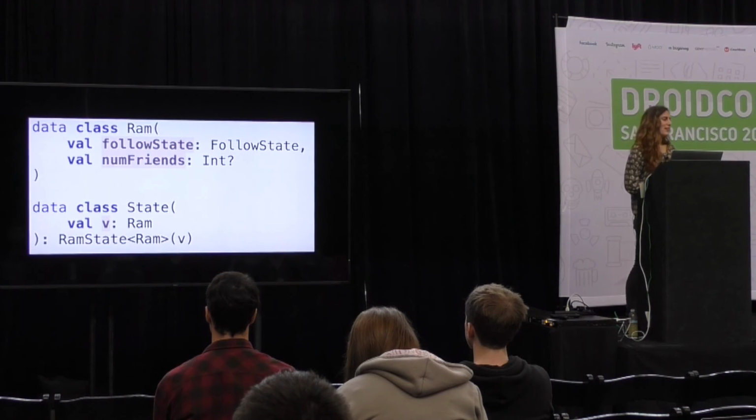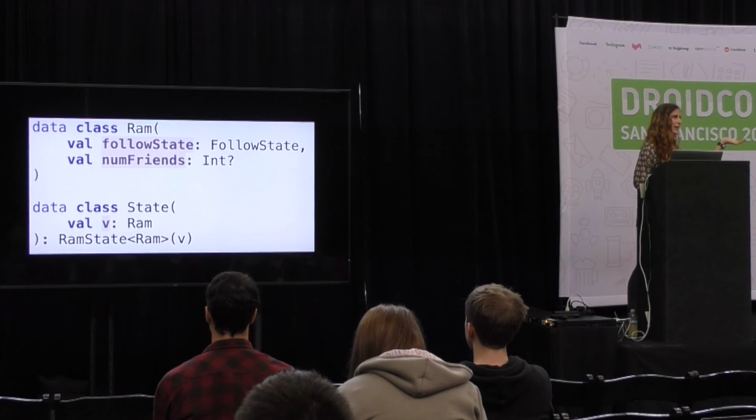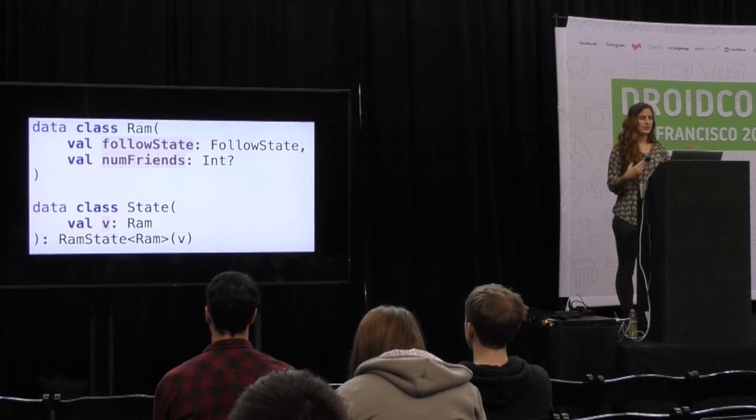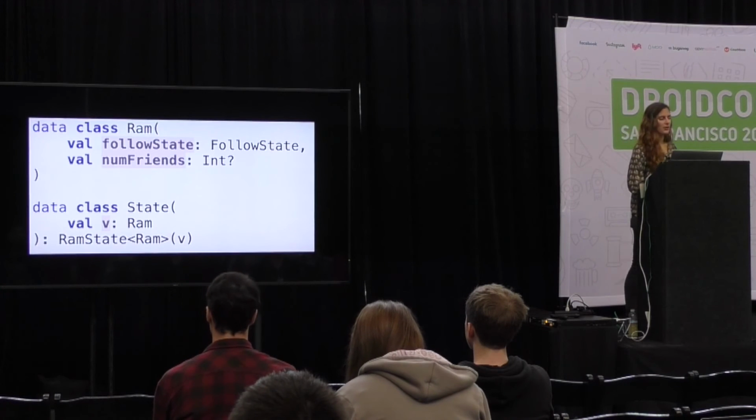So I just mentioned state. What does our state look like? Well, for this, let's say that there's a follow state, like are you friends or are you not? Is this your own account? And there's a number of friends. How many people are you friends with on the app?